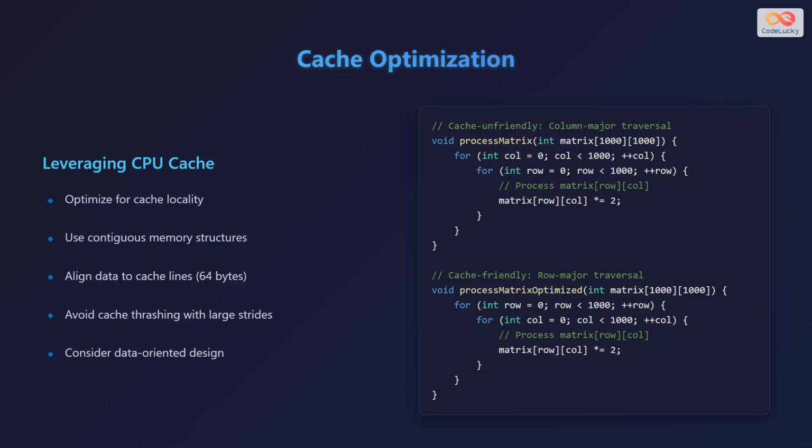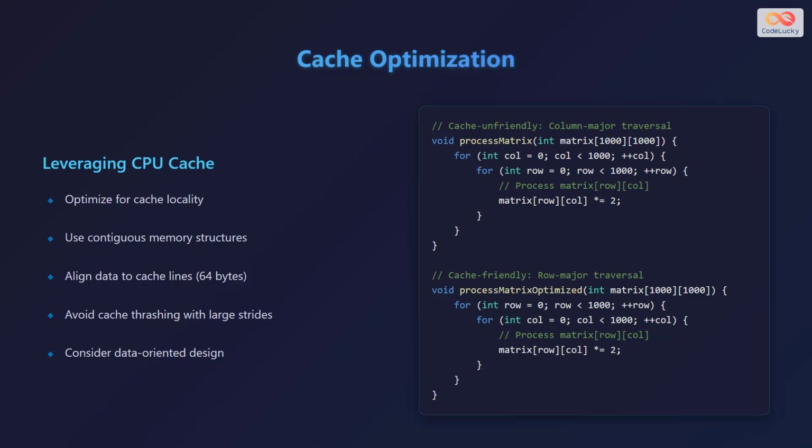Align data to cache lines, which are typically 64 bytes. Aligning data to cache lines can improve performance by ensuring that data is loaded into the cache in a way that minimizes cache misses. Avoid cache thrashing with large strides. Cache thrashing occurs when data is accessed in a way that causes the cache to repeatedly load and evict data.